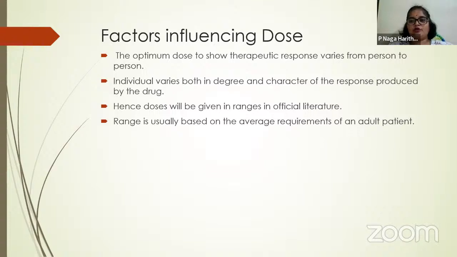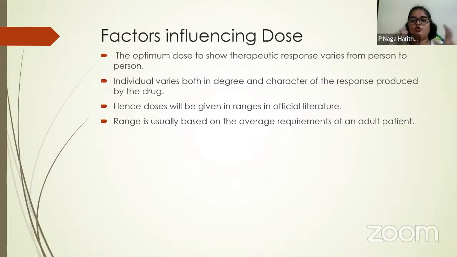So the range is usually based on average requirements of an adult patient. Another important point you have to remember here: that range is only for the adult patient, not for the children or the old people. Based on the range that has been given for the adult patient, you now have to correlate and calculate the doses for the children and the elderly people.